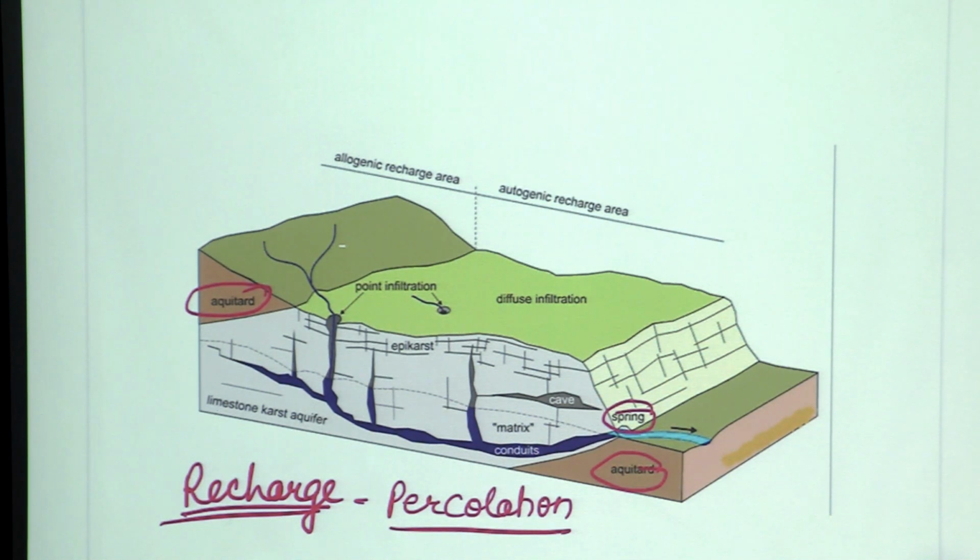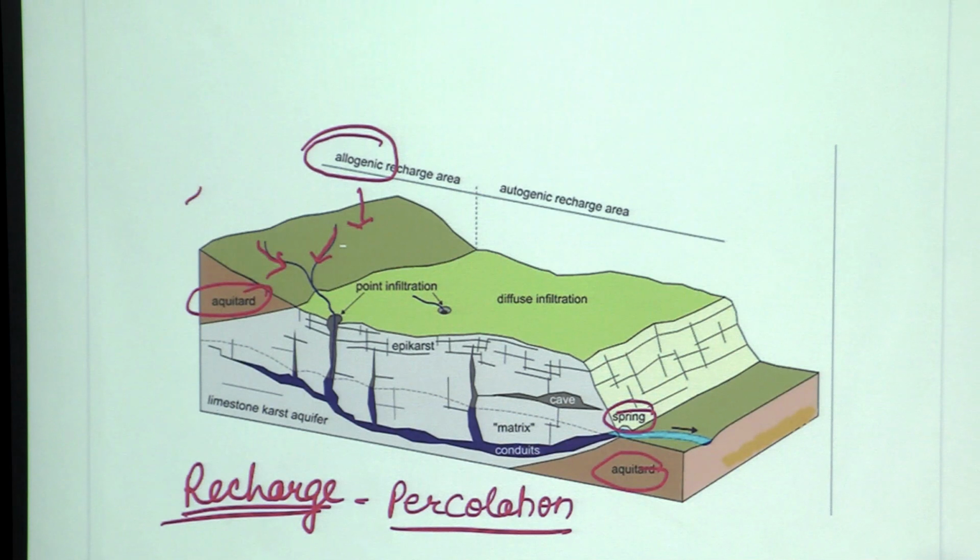If it is percolation from rainwater or running water, as is seen here, that means an external agent. Then which type of recharge area is it called? It is called allogenic. What is allogenic? Allogenic is something that is coming from external sources. So a recharge area can be allogenic if it is external, and otherwise it will be autogenic.